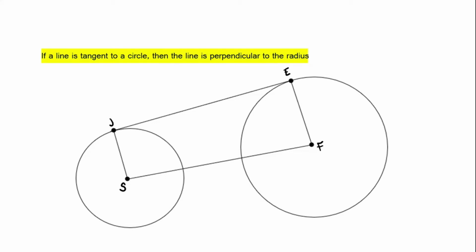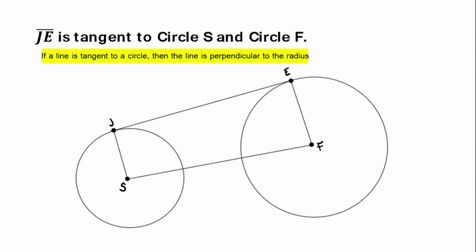If a line is tangent to a circle, then the line is perpendicular to the radius of that circle. That means it creates a 90-degree angle. So if we look at this image here, we've got two circles, a small baby circle and a big papa circle, right? Each of those circles has a tangent line that they share. And so let's use that highlighted theorem and explore it.